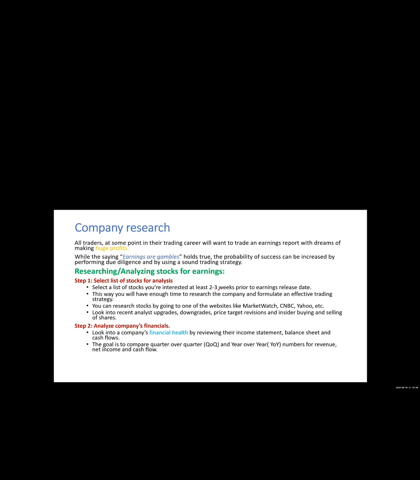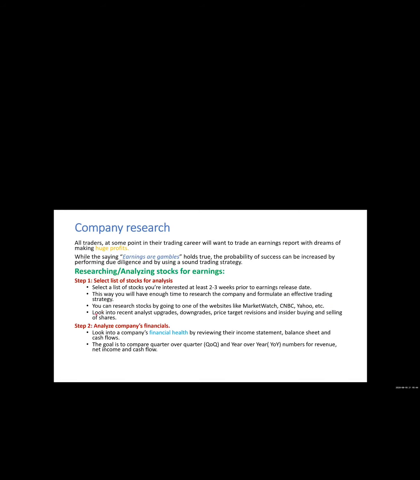The reason for selecting 2 to 3 weeks is because this way you'll have enough time to research the company and formulate an effective trading strategy. You can research stocks by going to one of the websites like marketwatch.com, CNBC, Yahoo, etc. There are a lot of stocks. Just go there. I just showed you how the calendar looks. So if you're interested in tech earnings, go to that week, see which companies you're interested in, write them down, and write the dates down, and then plan them out. All these websites are going to be a source. You can go to the websites and get all the information that you desire.